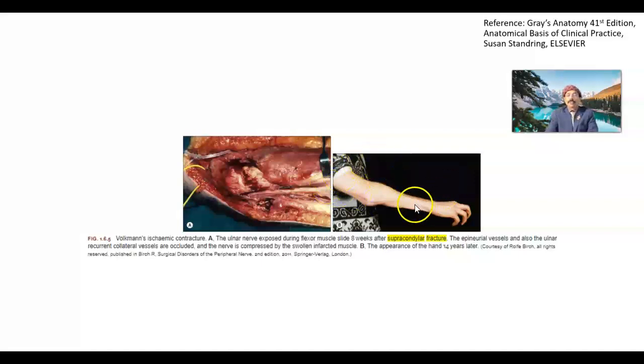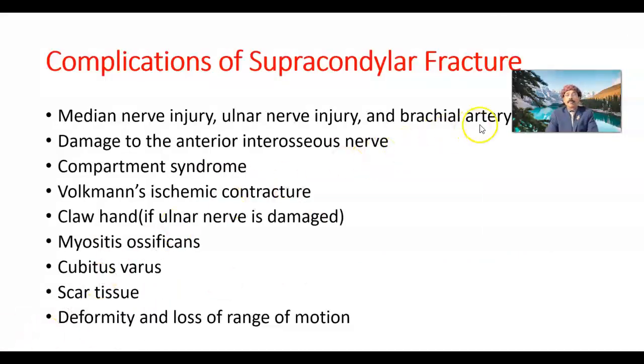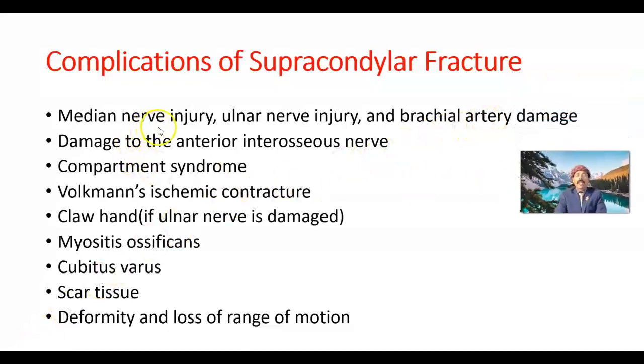So in ischemic contracture, the hand will get muscle atrophy. This is the outcome or complication of supracondylar fracture. Complication of supracondylar fracture, any nerve may be damaged. More common is median nerve injury, but ulnar nerve injury is also possible. Even branches of the radial nerve, the posterior interosseous nerve, may be damaged. The brachial artery may be damaged if it is near the fracture line, the sharp edge of the bone.